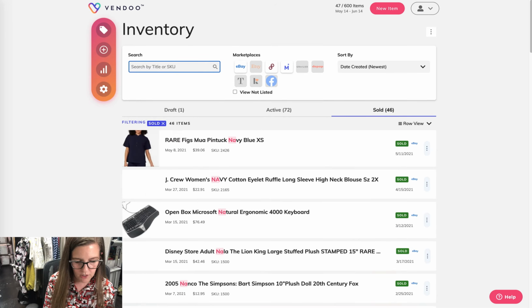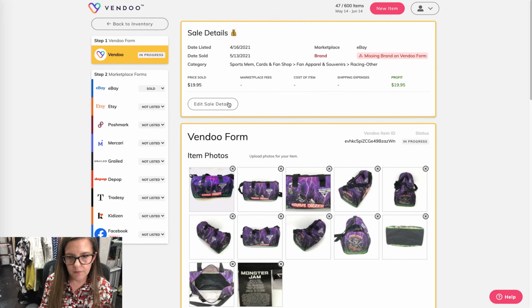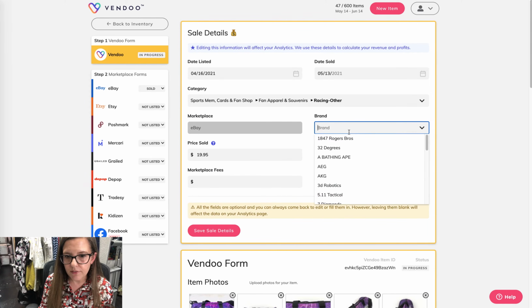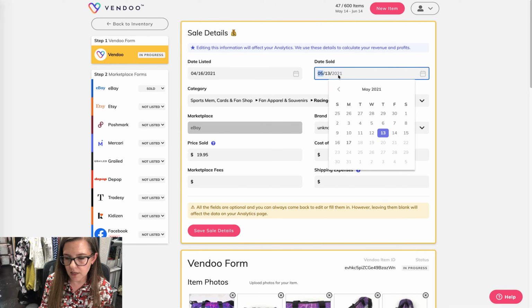Okay, this Monster Jam tote bag. I don't know why I buy what I buy. For the brand, if it doesn't have a brand, you put unknown. I like to keep track of the brand though. I don't leave it blank, just so we know what our top selling brands are. You'll see that at the end when we go in to look.